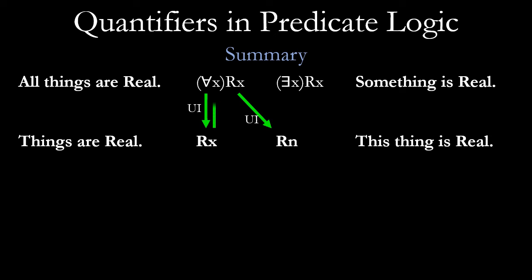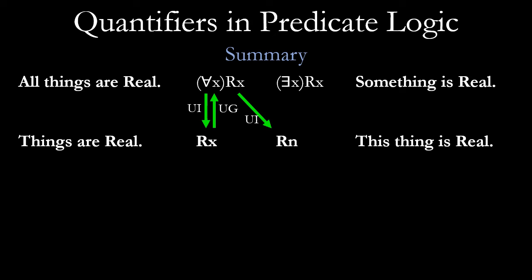Now, from this statement Rx, right, we can go in the other direction. We can universalize Rx, right? If I say things are real, then I can universalize that to say all things are real. Because I've said simply things are real. Well, then I'm implying that all things are real. So that is called universal generalization.